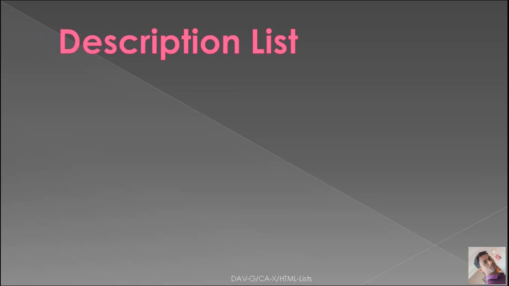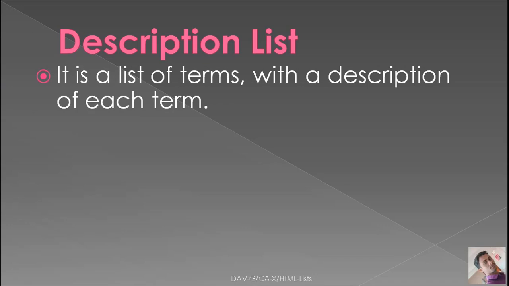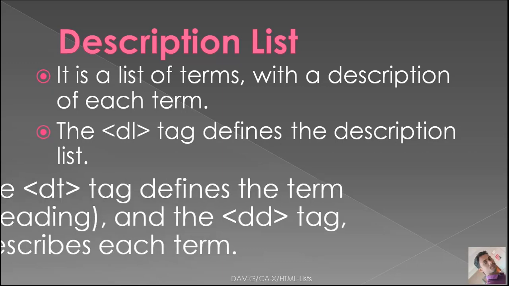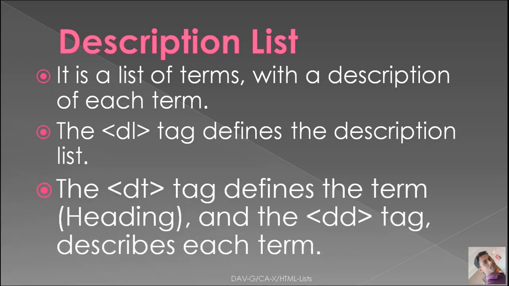Now the final type, that is description list. It is a list of terms with a description of each term. The DL tag defines the description list. The DT tag defines the term heading and the DD tag describes each term. DL can be expressed as description list, DT as description term, and DD as description definition.